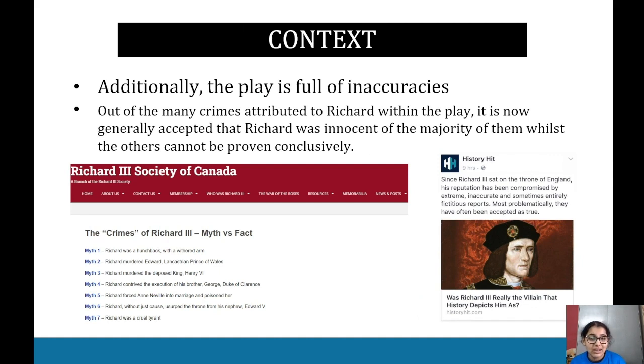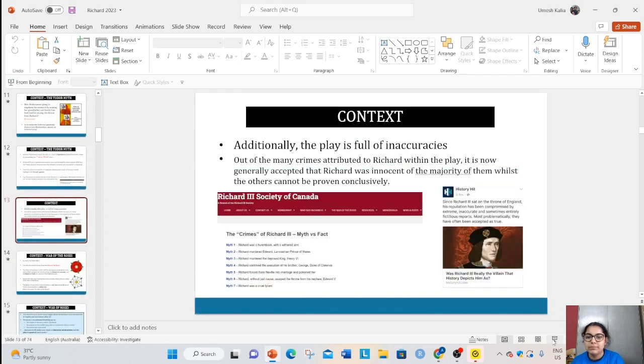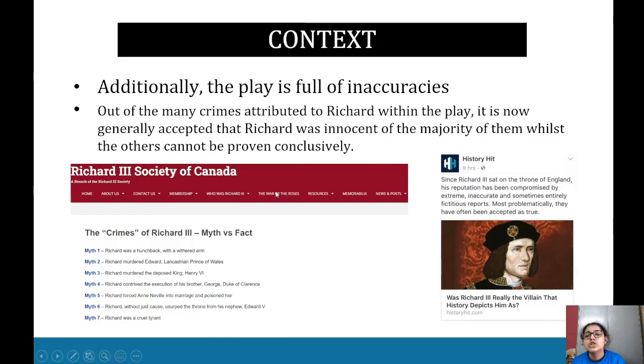Now, along with that, the play is full of inaccuracies. Every angle of Richard's life is dramatized. It's making him look like a Machiavellian ruler. So, out of the many crimes that are attributed to Richard within the play, it is now generally accepted that Richard was innocent of the majority of them. Look at that. If you read the play, you totally know what I mean. I'll talk about the plot, and once I do, you will definitely understand this a bit more. But Richard was innocent of the majority of them. He wasn't the guy that Shakespeare painted him out to be, and we know now why he did that.